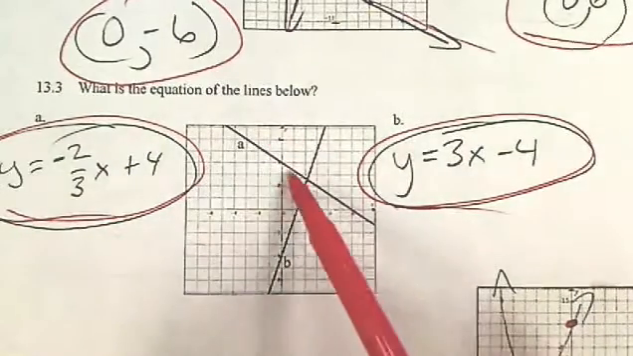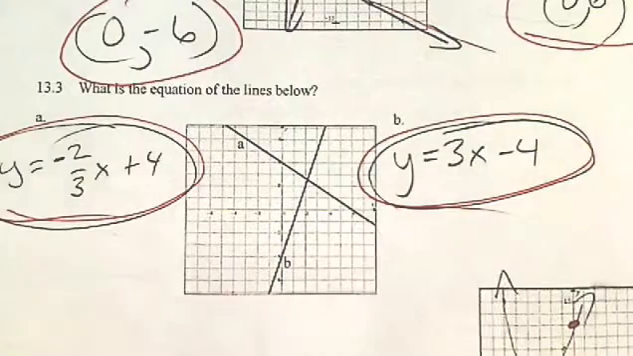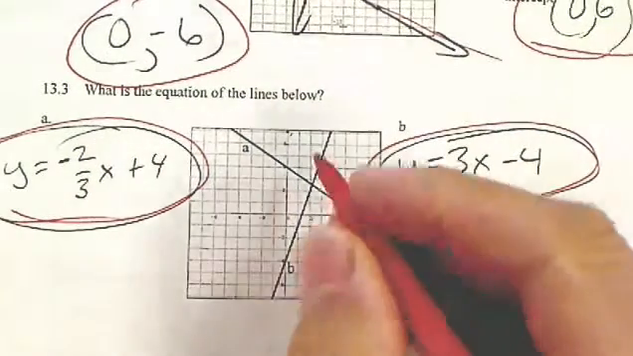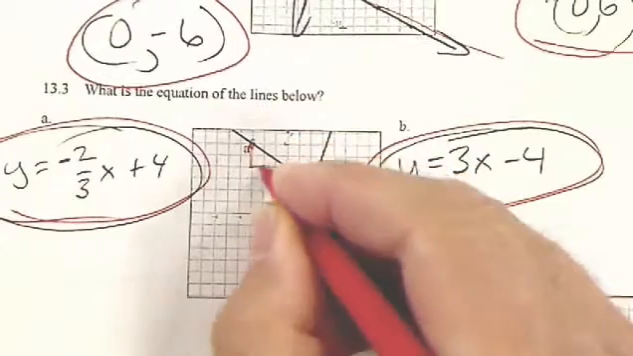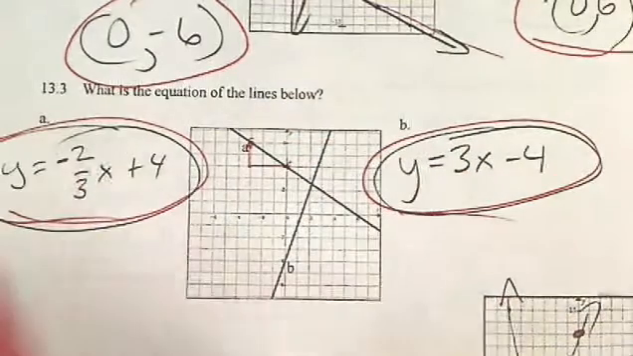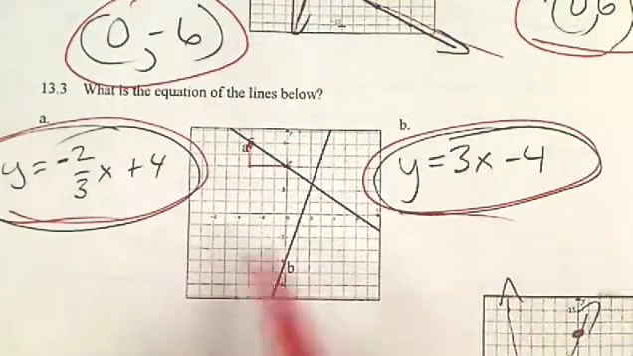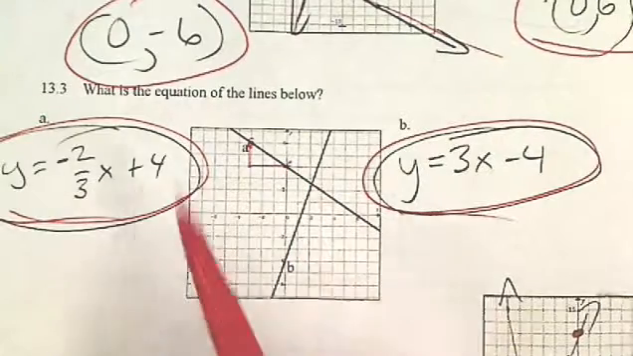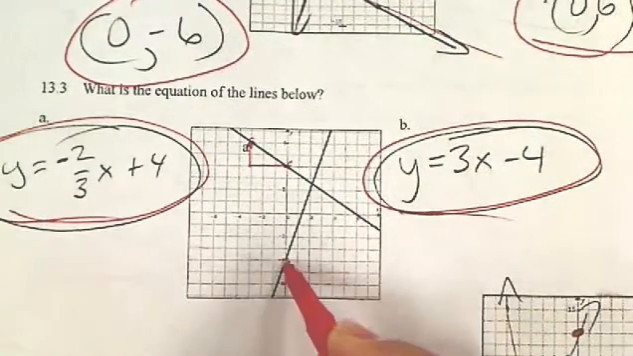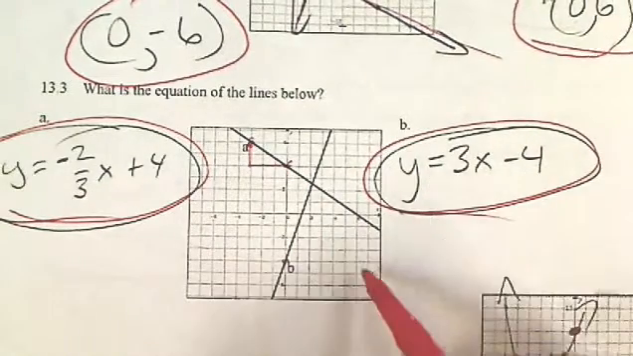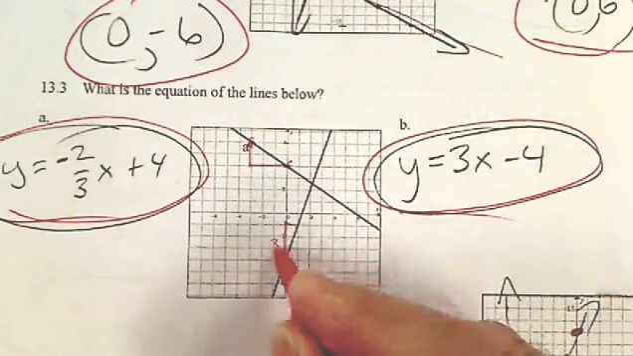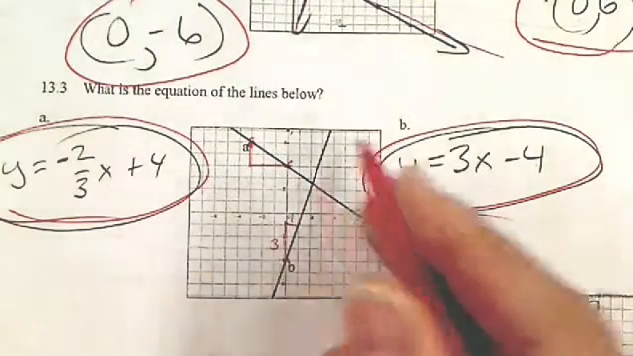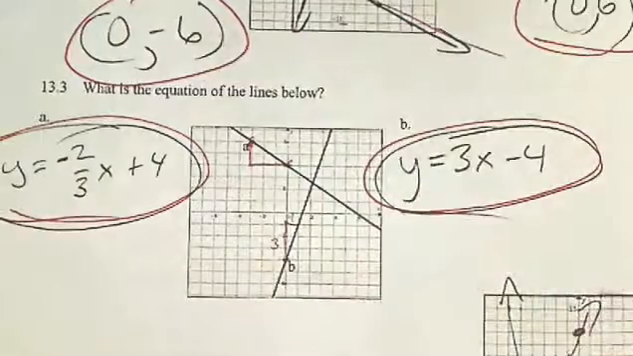This one you can see the slope is negative. It's going downhill from left to right. It goes down 2 over 3. So that's why it's a negative 2/3 x. And it starts off at 4, so plus 4. Negative 4, and then goes up 3 over 1. Up 3 over 1, up 3 over 1. And that's why it's a 3.